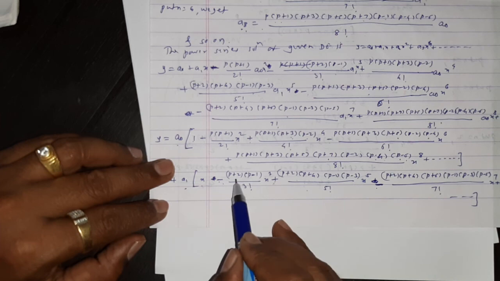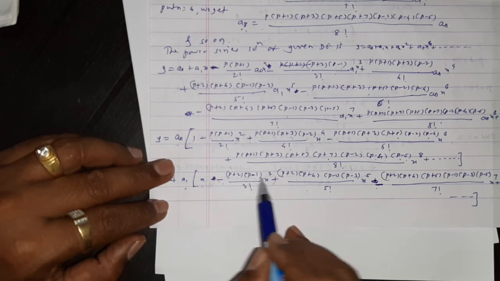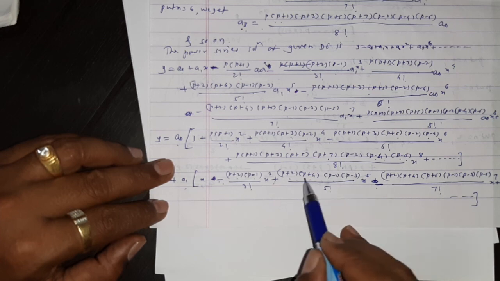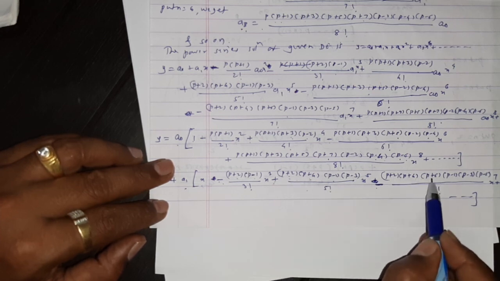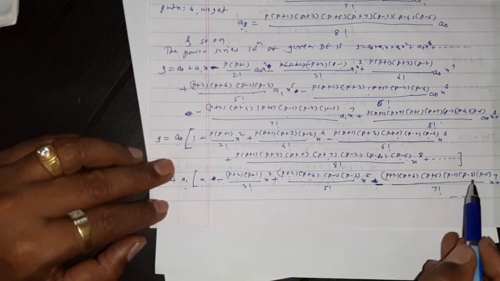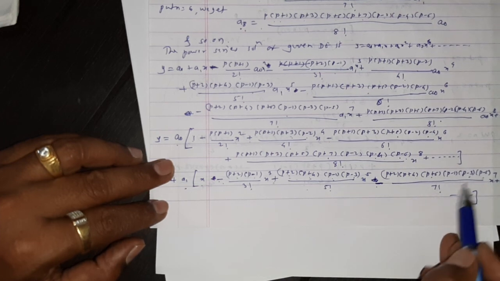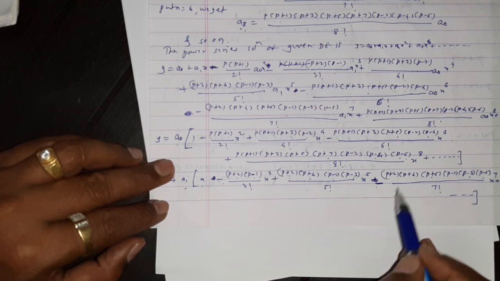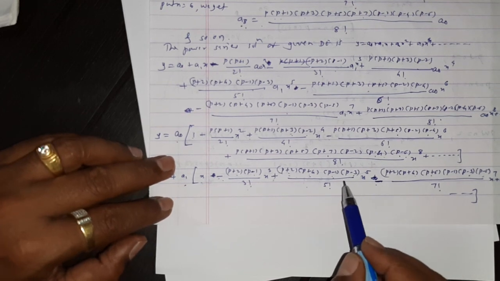Similarly, here are the terms. p plus 2, p minus 1, p plus 2, p plus 4, p minus 1, p minus 3. So p plus 2, p plus 4, p plus 6. p minus 1, p minus 3. Here is p minus 1, p minus 3, p minus 5. Divided by 3 factorial, 5 factorial, 7 factorial, x raised to 7. So this is the final answer of Legendre's polynomial.